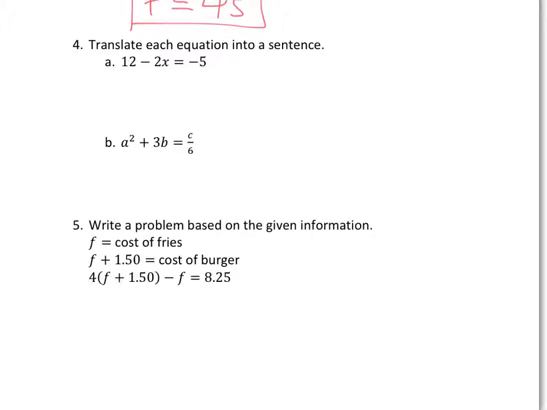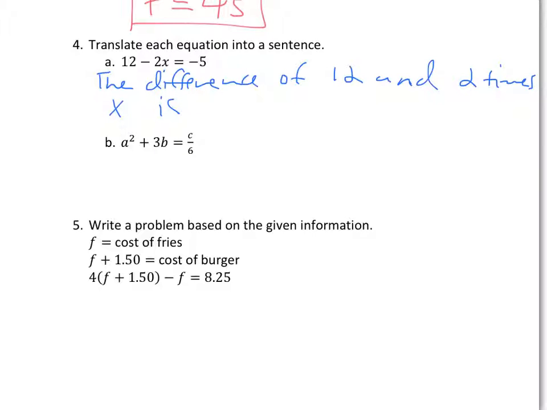Now we can go the other direction. We can take an equation and translate it into a sentence. There are lots of different ways to do this, but we could say the difference of 12 and 2 times x is -5. That's one way to write it. You could write it in other ways. I'm obviously okay with whatever you do.